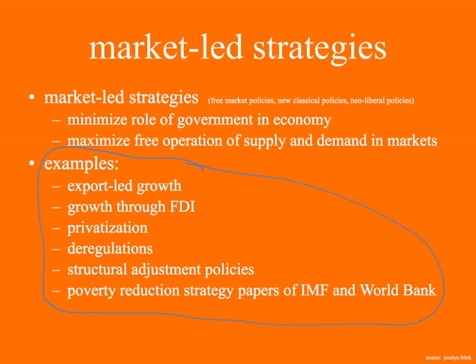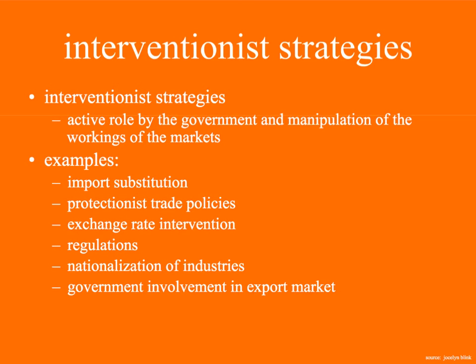In the following video, I'm going to go through these in a little bit more detail. Now, let's look at the opposite side. Interventionist strategies are the opposite side. This is the belief that the government should take an active role in the markets by manipulating the way they operate. You intervene in the marketplace, of course. So what does that mean? Well, import substitution, protectionist trade policies, exchange rate intervention, putting up regulations, the nationalization maybe of key industries, and government involvement in the export market. This is where the government is saying the government should control these things. In certain cases, the government needs to take an active role in making sure that the markets work effectively, and the way that you do that is you intervene.